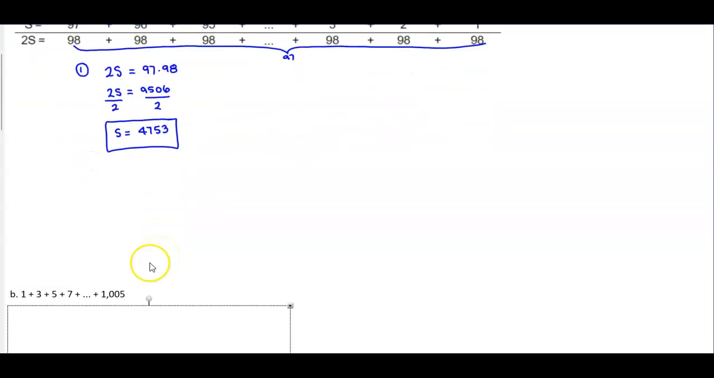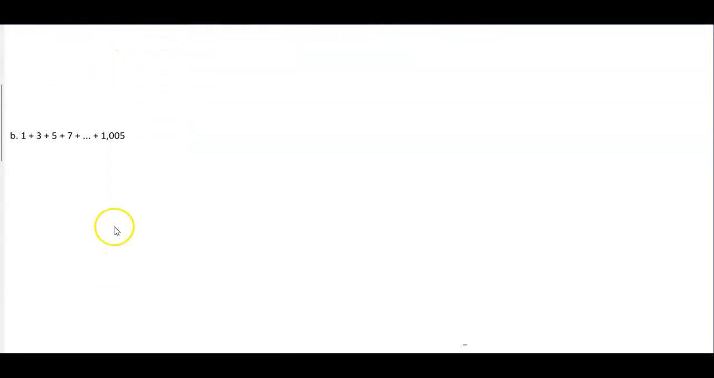Now let's go to part B. Part B here is our sequence. We have 1 plus 3 all the way to plus 1,005. Now again, we're going to use Gauss's approach to find the sum. However, in the previous part A, the number of terms in the sequence was known. For this new sequence, we need to start by determining the number of terms.